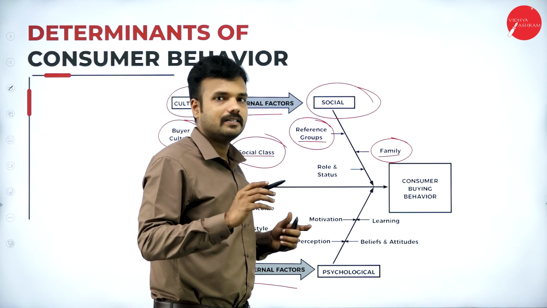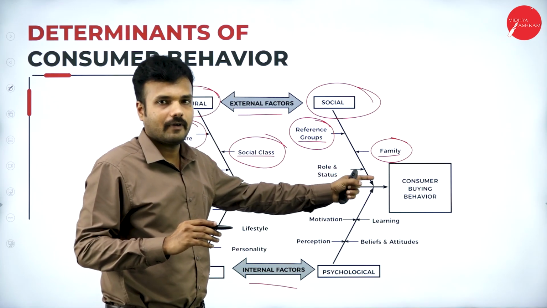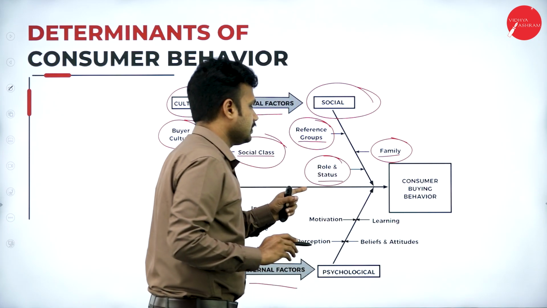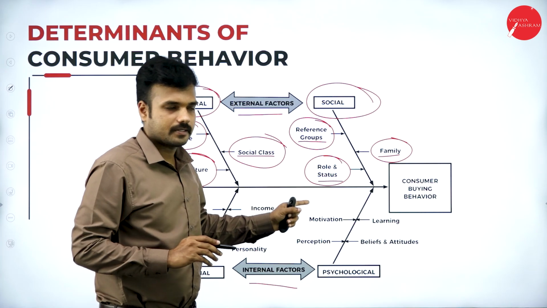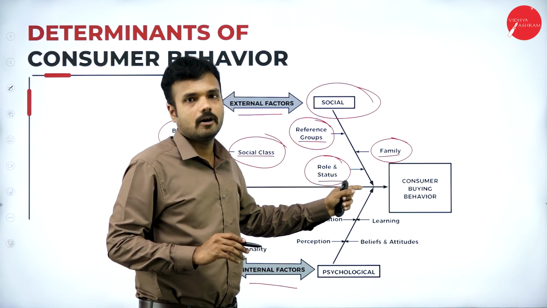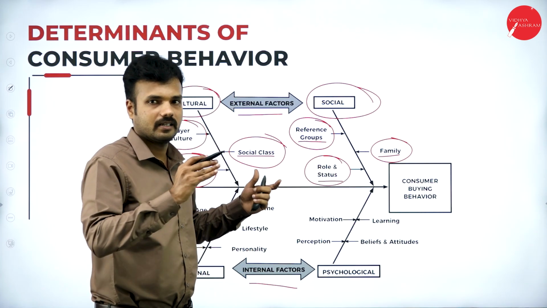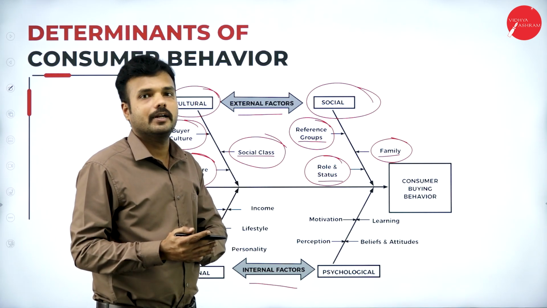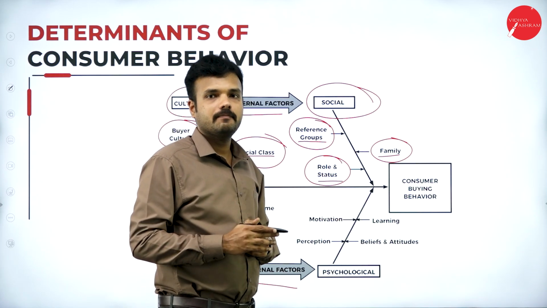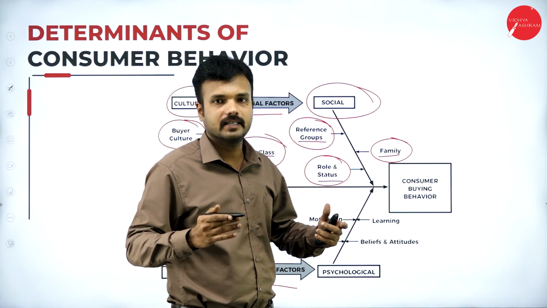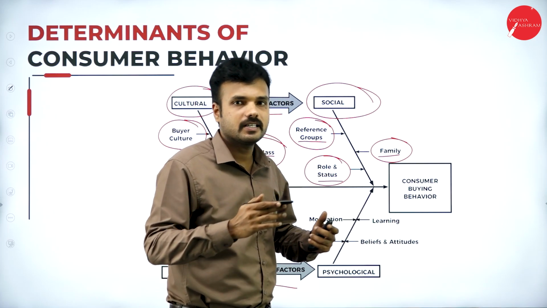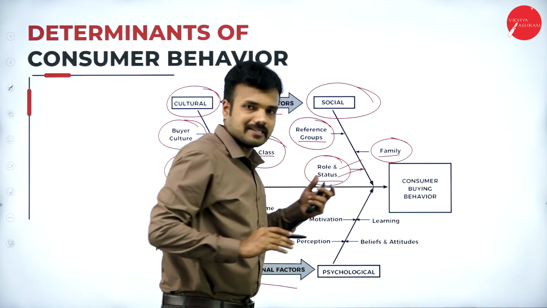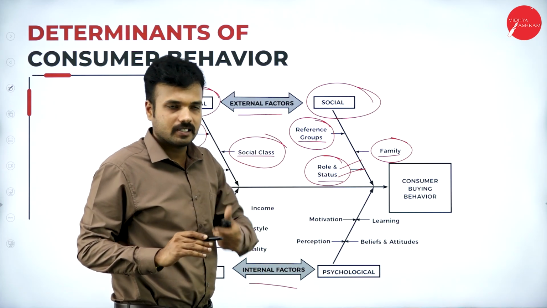A person's decision is dependent on the family members, and also on the role the individual plays in a society and the status of an individual in a society. Based on their roles and status, they purchase a commodity or a product. For example, rich people prefer to have a luxury car, because they make a purchase decision based on their role in society and their status.